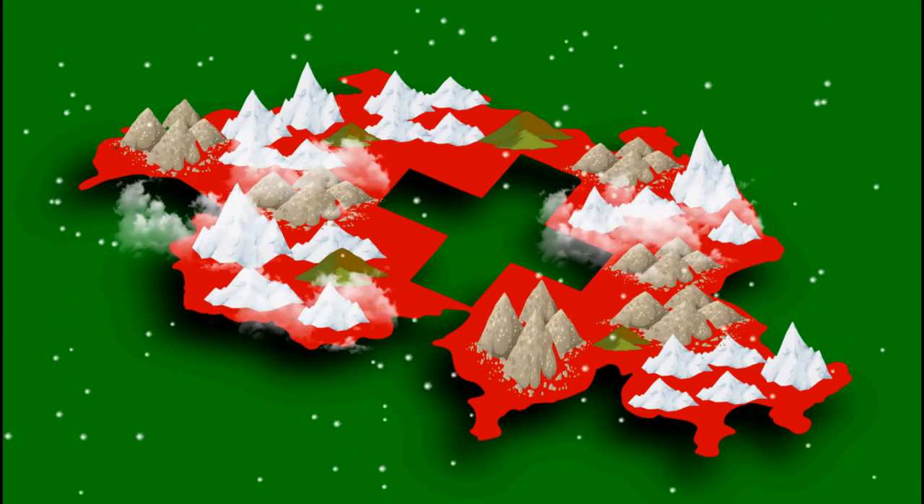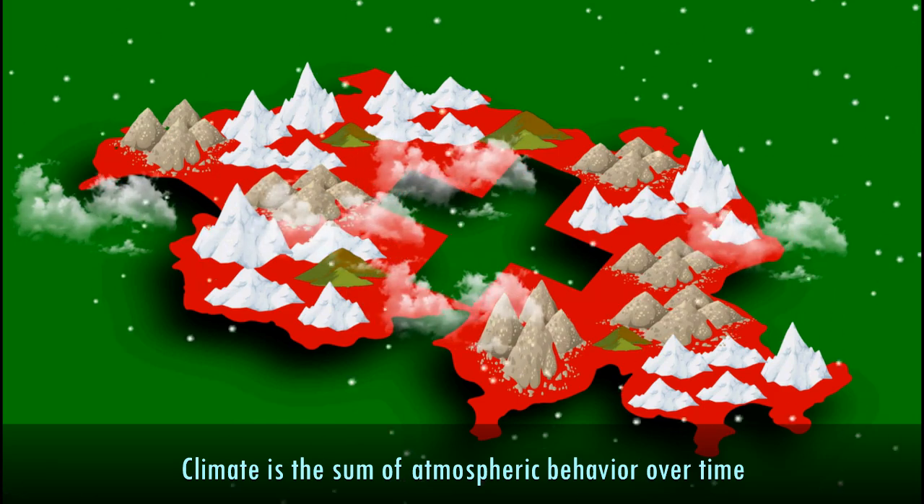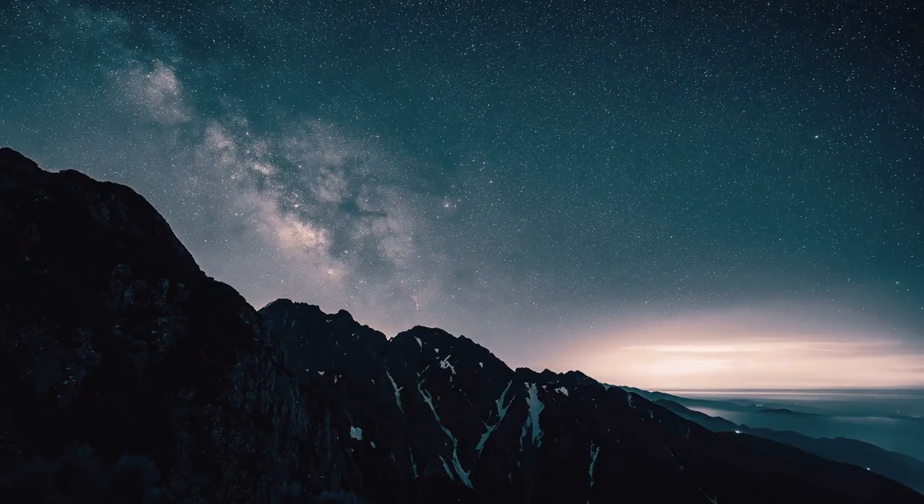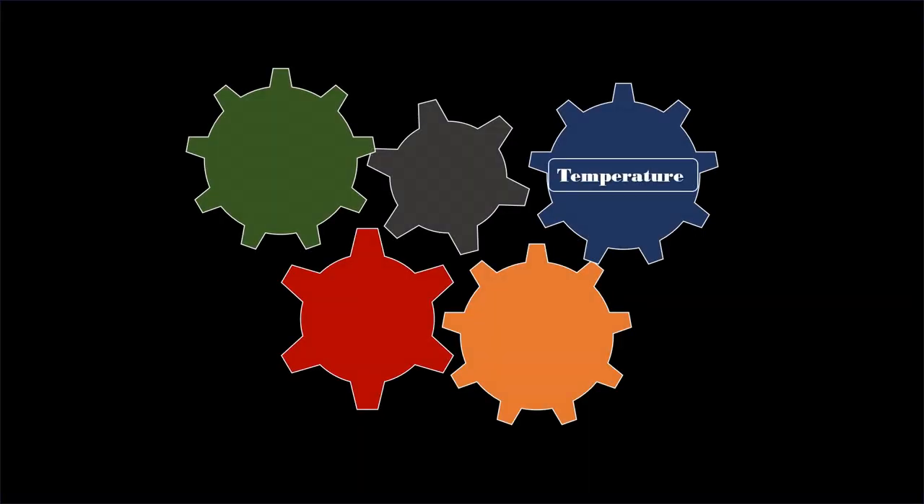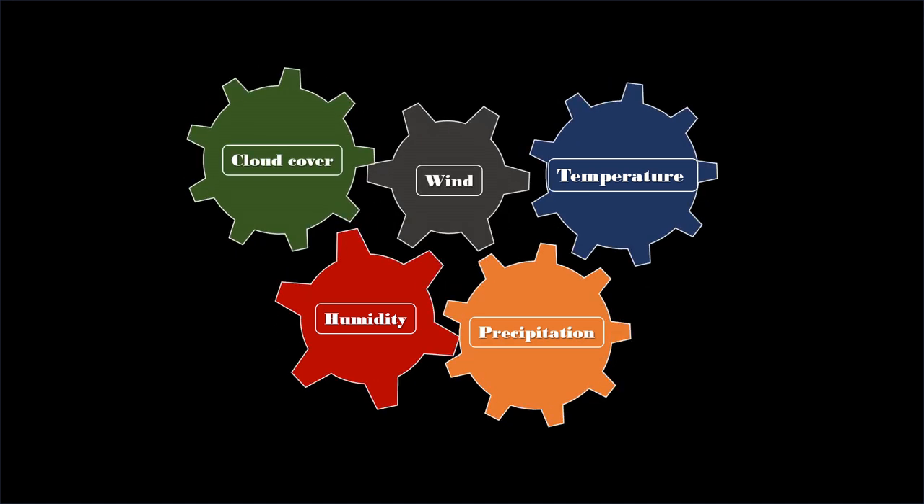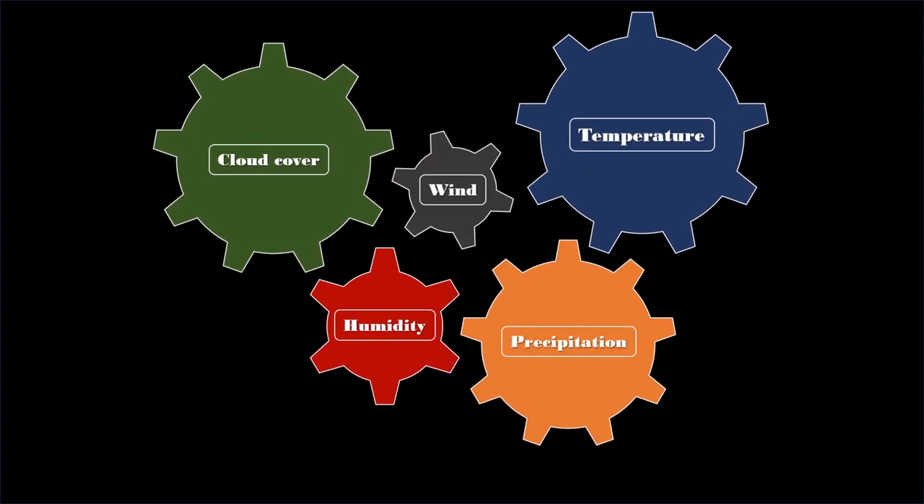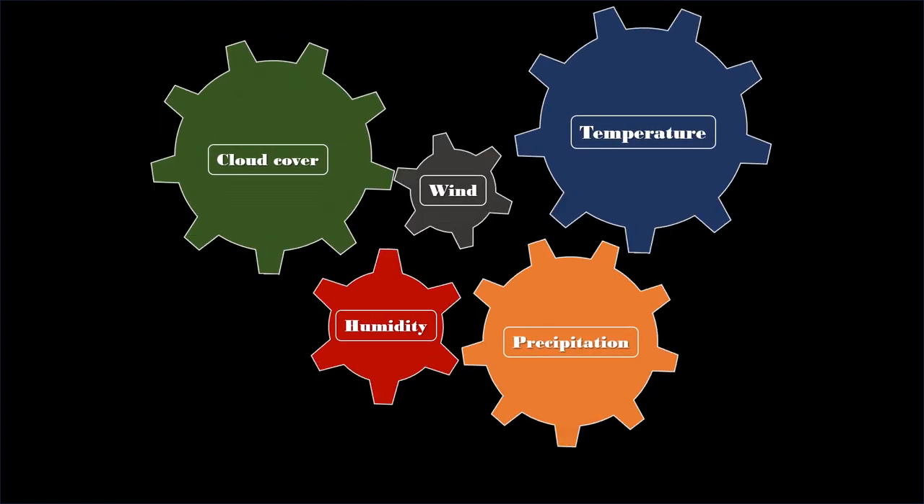Climate is more than just weather. It's the sum of atmospheric behavior over time, measured not in hours, but in decades. Temperature, precipitation, humidity, wind, cloud cover. Each of these variables tells a part of the story. But the weight assigned to each depends on the purpose of the classification.